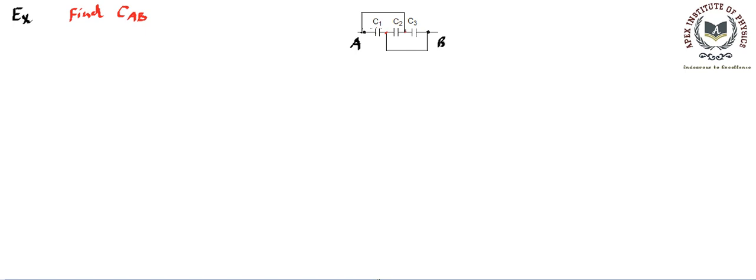No, we can't say so, because C1 has a potential difference between point A and B, so it's going to have a potential difference, hence it's going to have a charge. Similarly, C2 is going to have a potential difference equivalent to B and A, so C2 is also going to have a charge. Similarly, C3 is going to have a charge. So all the capacitors will be useful in the circuit.